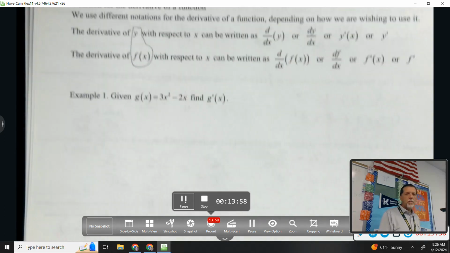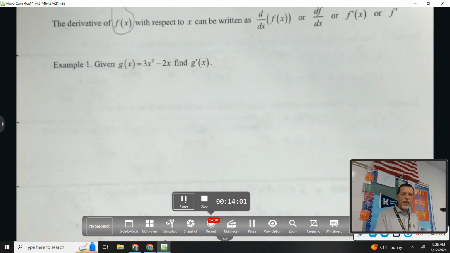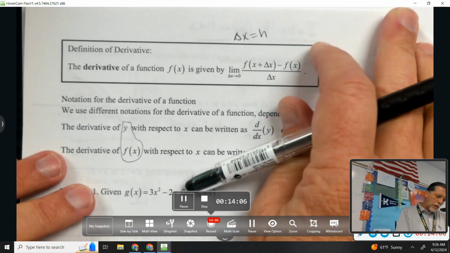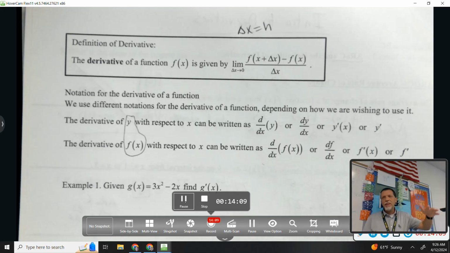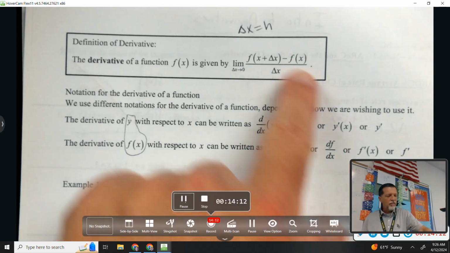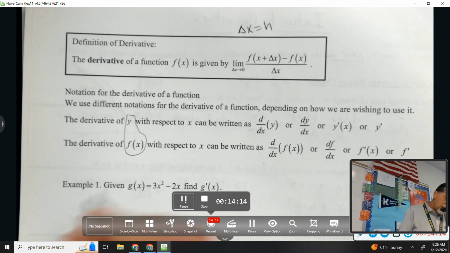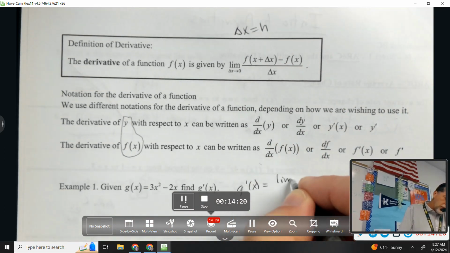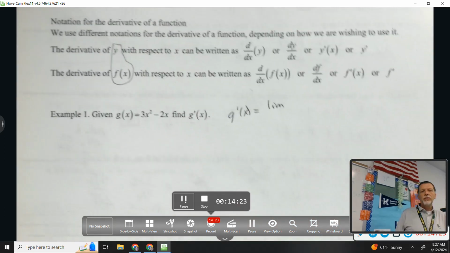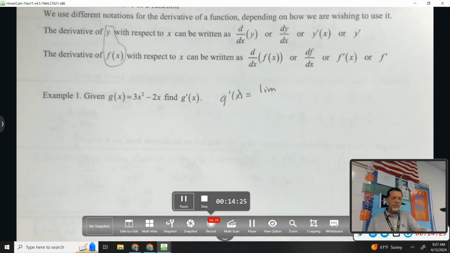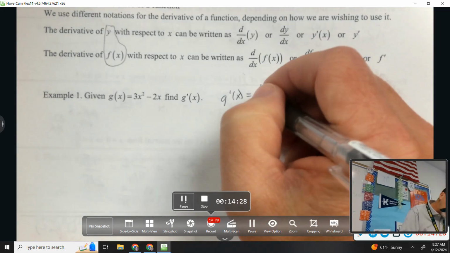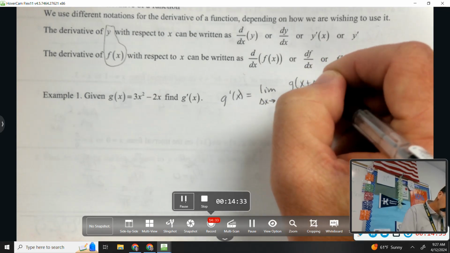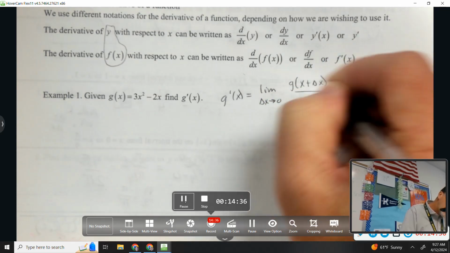All right, example 1. Given g of x equals that thing, find g prime of x. Okay, so this is a bit of a process now. That was all concept. Now it's more like, what's the process of finding each of those pieces? Well, g prime, I'm going to write it out again here. So limit, I don't know, do you know enough to have a preference between delta x and h? Delta x it is. Delta x approaches 0, g of x plus delta x minus g of x over delta x.